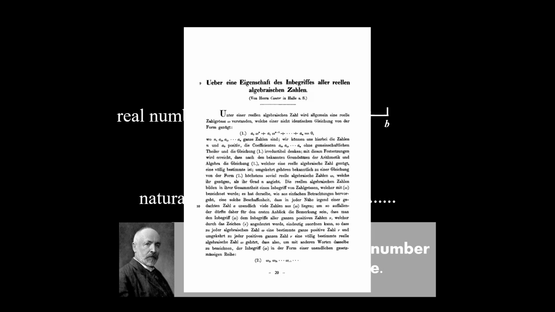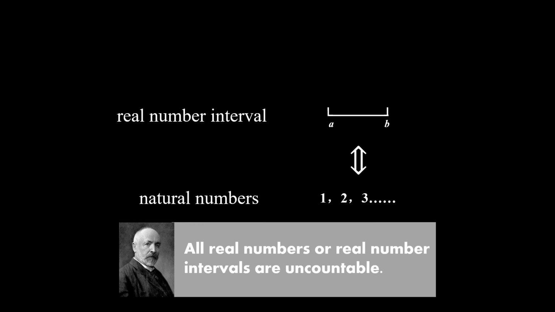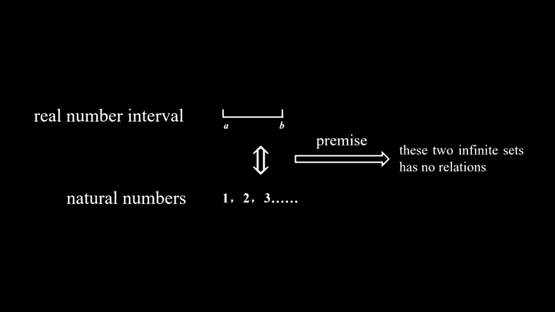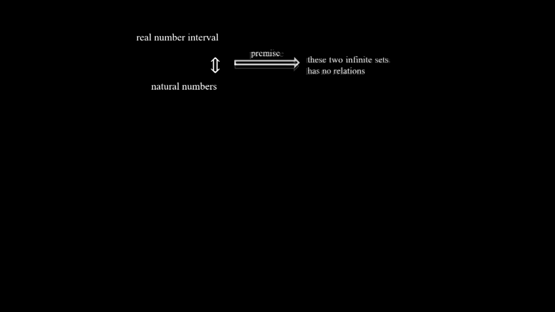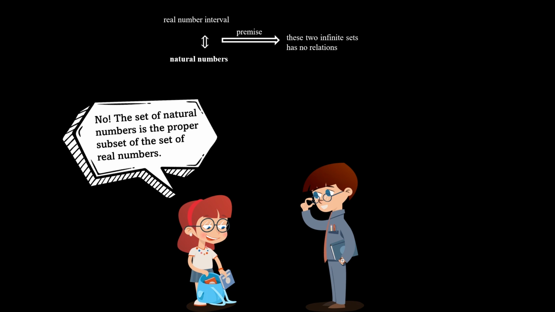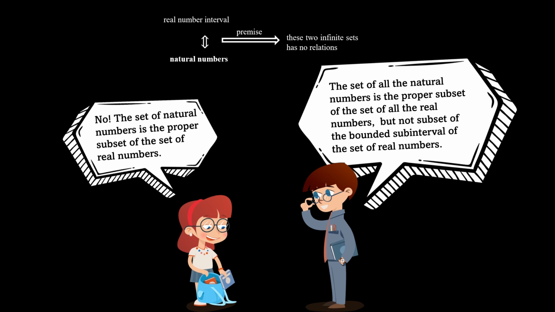Admittedly, one-to-one correspondence can be established between any bounded interval of real numbers and a certain set of natural numbers, and this correspondence is the usual count, which is opposite to Cantor's demonstration for his theorem in 1890.06, because these two infinite sets have no relations. Someone may say, no. The set of natural numbers is the proper subset of the set of real numbers. For this refutation, we want to say that the set of all the natural numbers is the proper subset of the set of all the real numbers, but not a subset of the bounded subinterval of the set of real numbers.